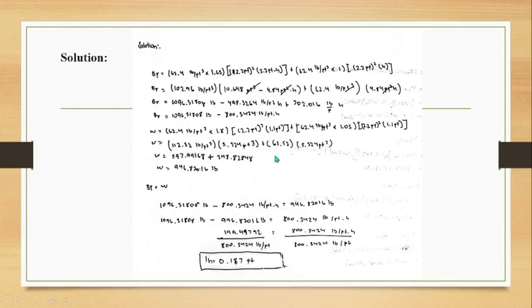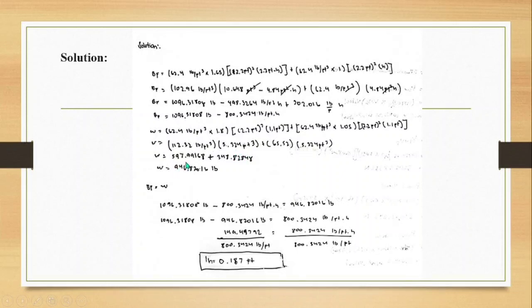Next is this 65.52. We got that and add this 62.4 times 105. That is how we got 5.324 feet cube. We just copy it from there, so we got 5.324 feet cube.